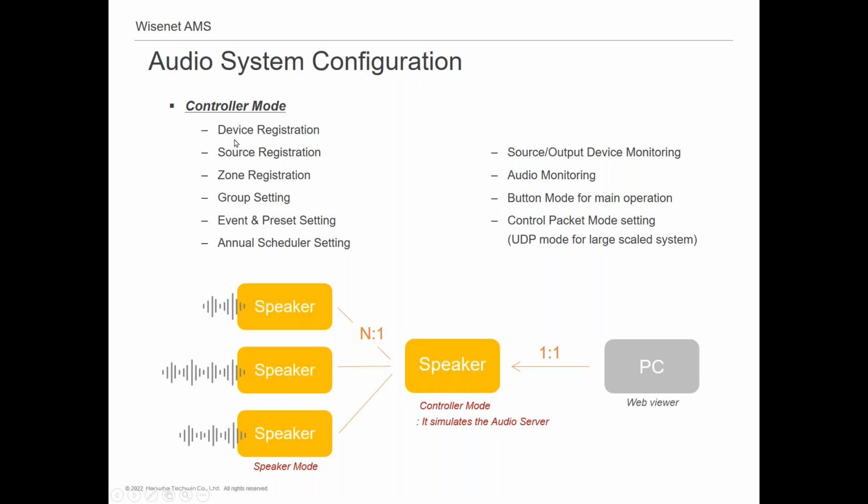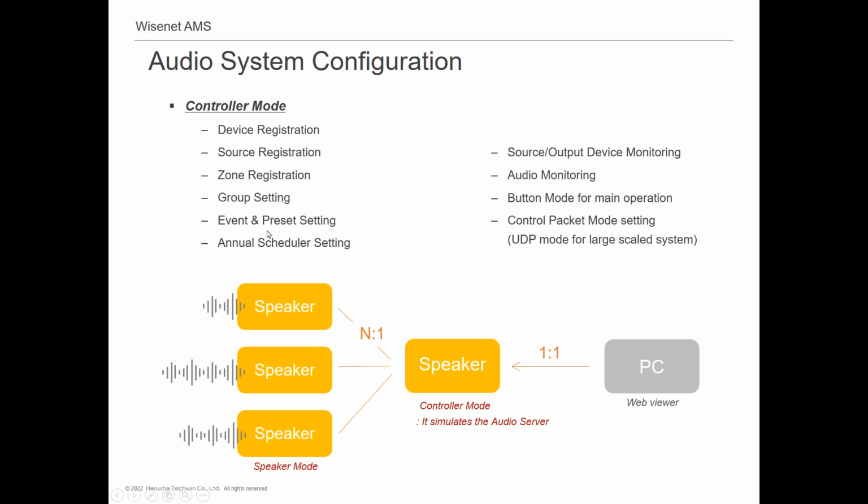Okay, so in the controller mode, you have device registration, which means you will register all the speakers as part of your system. Then source registration. You will register which speaker will act like the music source, which speaker will act like the announcement file source. Then zone registration. You can create and group multiple speakers as different zones. Then group we will see.